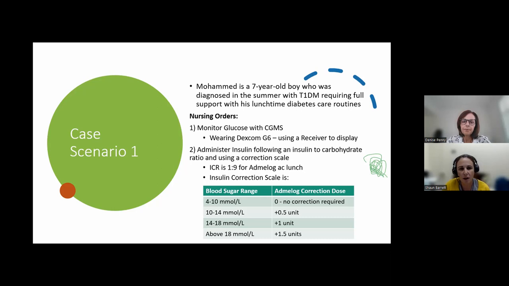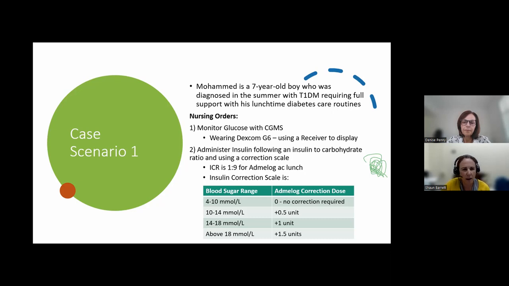The nursing orders are to monitor the glucose with CGMS. He's wearing a Dexcom G6, and he has a receiver to display that information, and to administer the insulin following an insulin to carbohydrate ratio and using a correction scale.